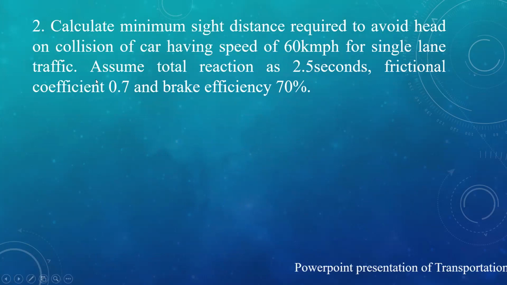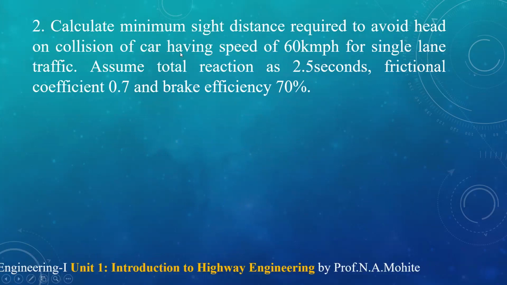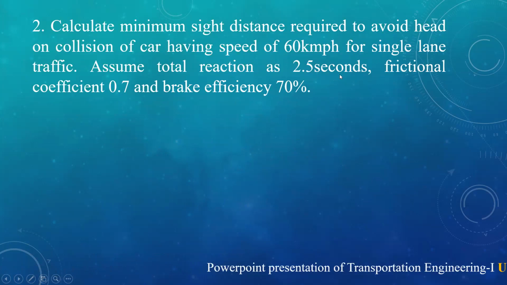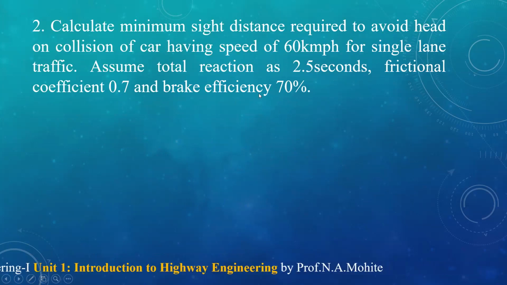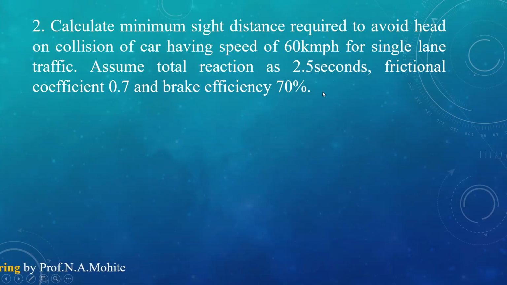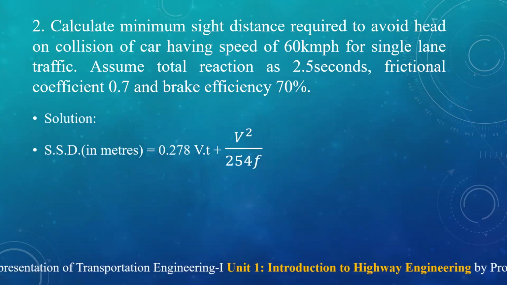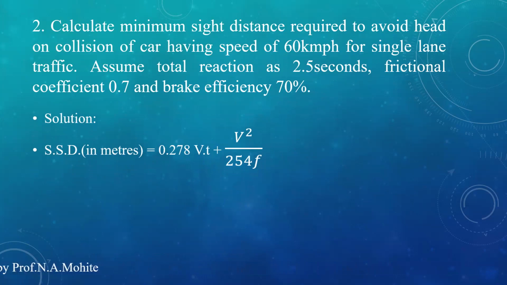Next, calculate the minimum sight distance required to avoid head-on collision of a car having a speed of 60 km/h for single lane traffic. Assume total reaction time as 2.5 seconds, frictional coefficient 0.7 and brake efficiency 70%. Okay, so for that solution, here they have not mentioned any kind of slope, that is the value of n. So we'll make use of equation number 1.